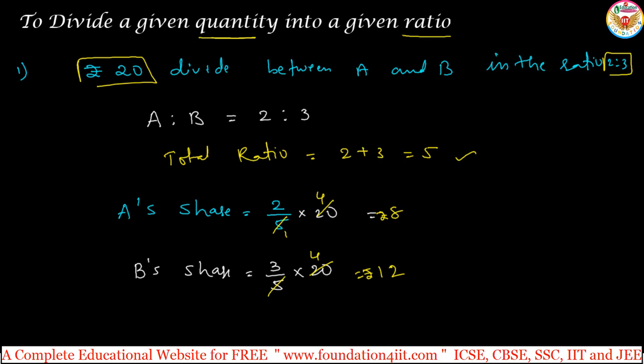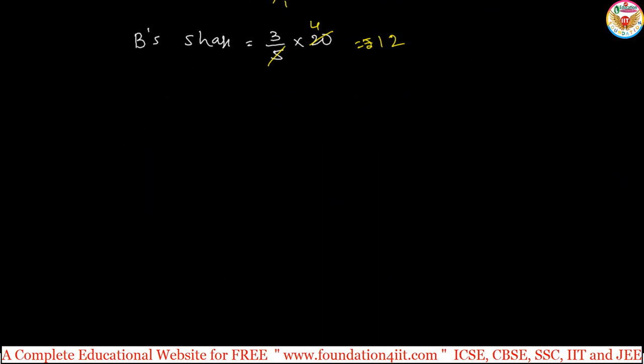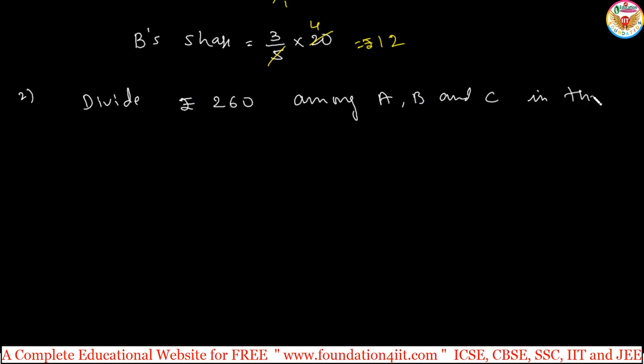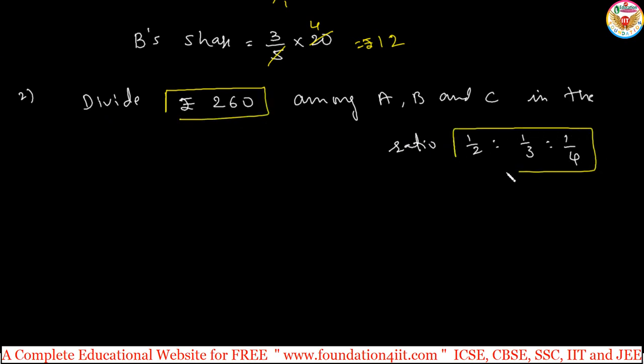Let us take the ratio with 3 terms. Now the question is like: divide rupees 260 among A, B and C in the ratio. Let me take the ratio 1 by 2 is to 1 by 3 is to 1 by 4. So the ratio is given here in this question in fractional form. This is the amount to divide among A, B, C in this ratio.